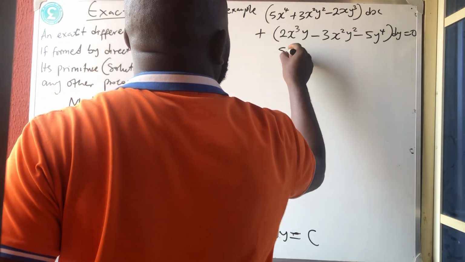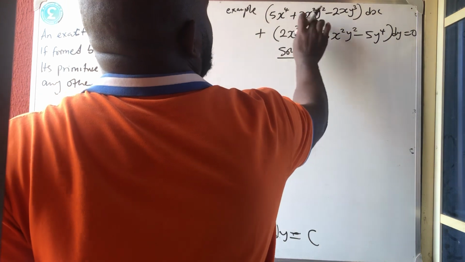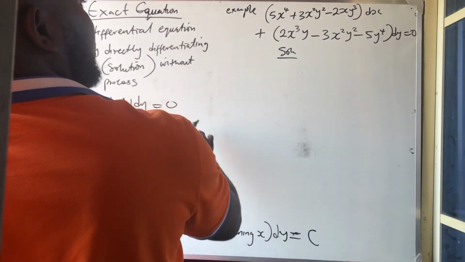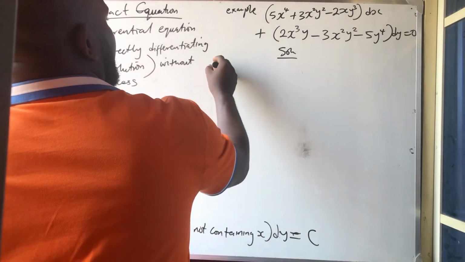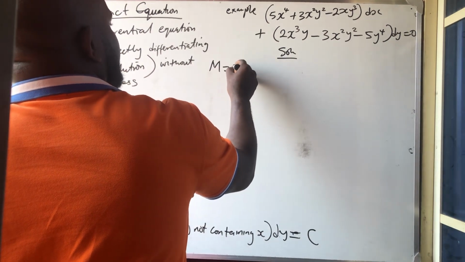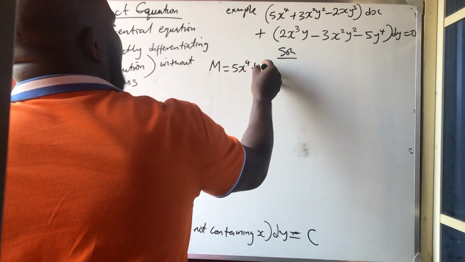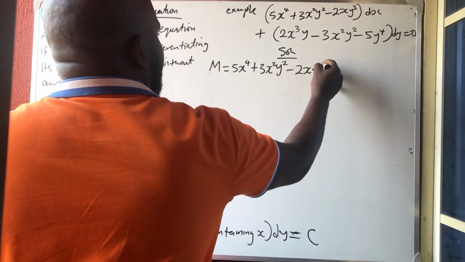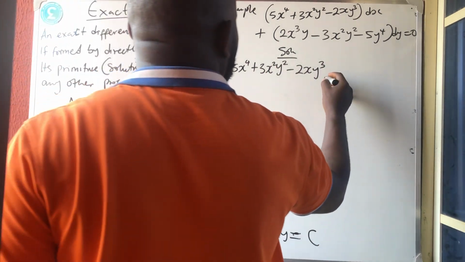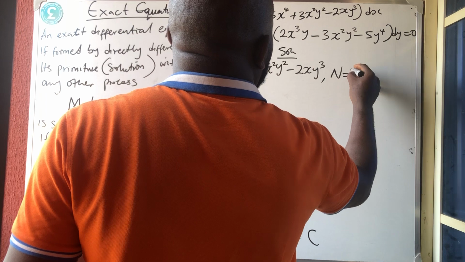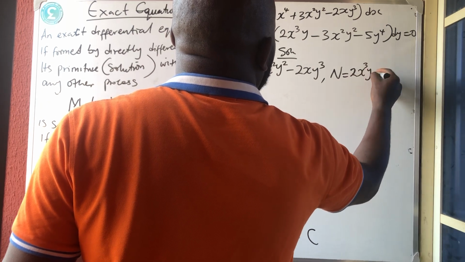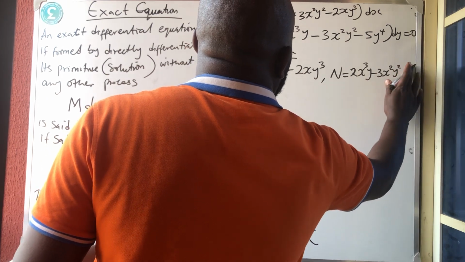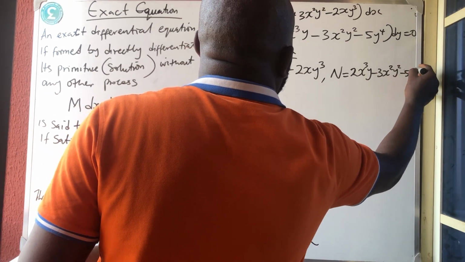So look at the solution. Let's try this. They say that this the x plus this the y is equal to 0, so it's already in this form. But let's check if it is really exact. Let M be equal to 5x raised to the power 4 plus 3x squared y squared minus 2xy cubed. Then our N will be 2x cubed y minus 3x squared y squared minus 5y raised to the power 4.